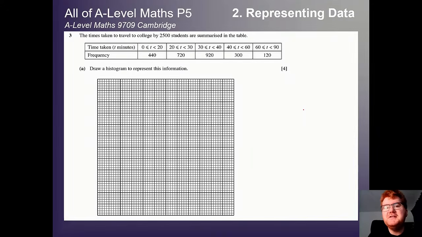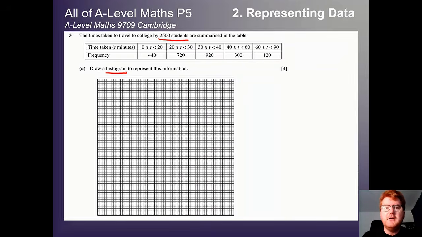Okay, and on to section 2 of this video, where we're going to look at representing data. I've picked out 3 questions here. They're all slightly different, but going through the key topics you need to know for the paper 5 for stats 1. So we have the times taken to travel to college by 2,500 students summarized in the table below, and we need to draw a histogram.